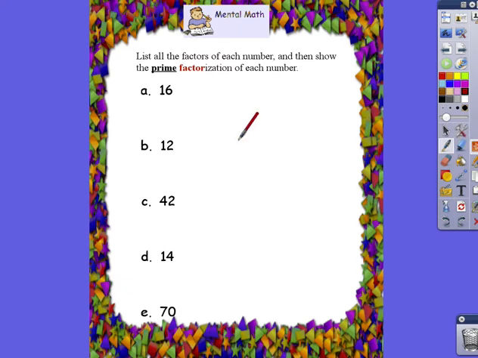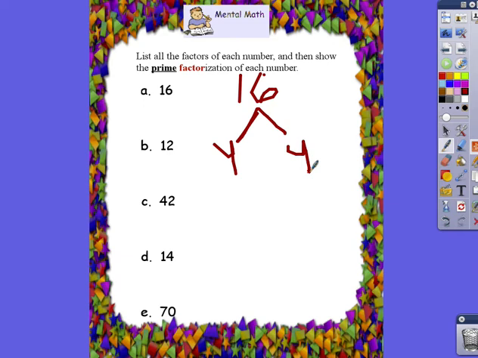Typically we see it with trees. So if we were to start out with 16 at the very top, breaking it down, you can break it up any which way. So some of you would say 8 times 2, some of you say 4 times 4. Either way works. So let's just say we're going to start out with 4 times 4.